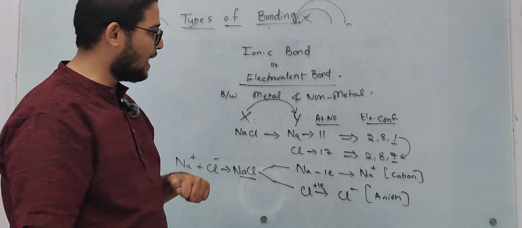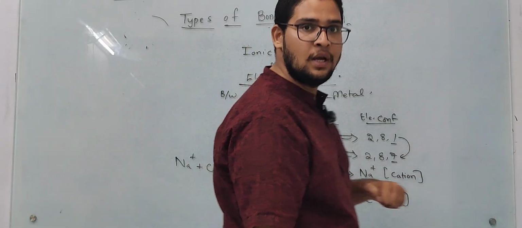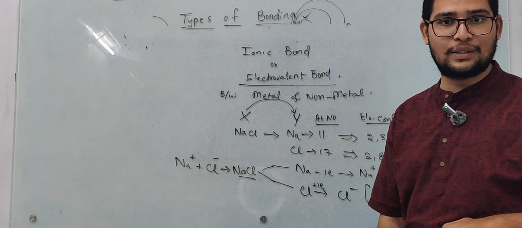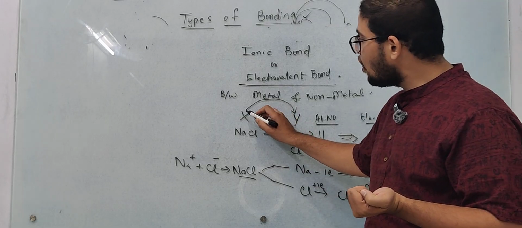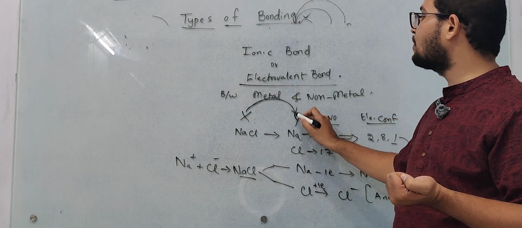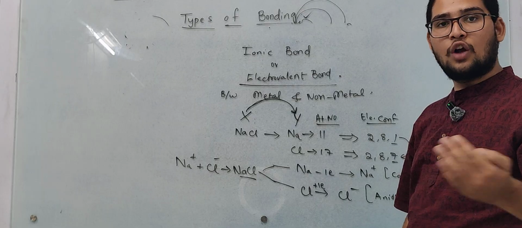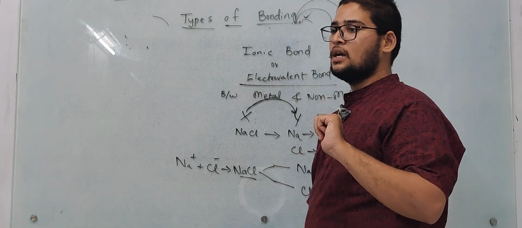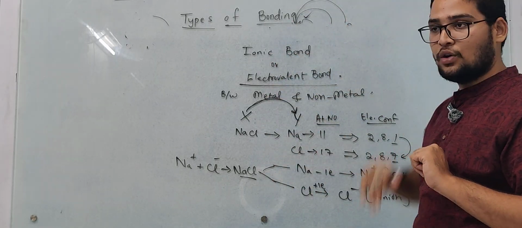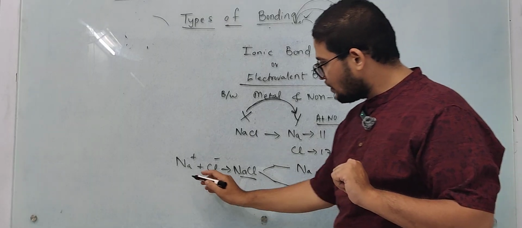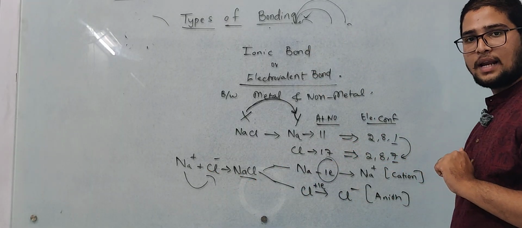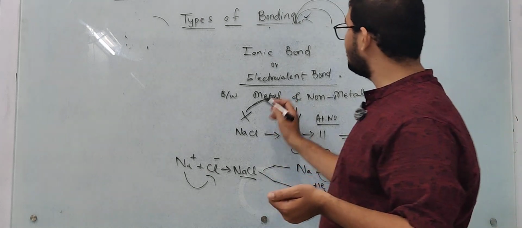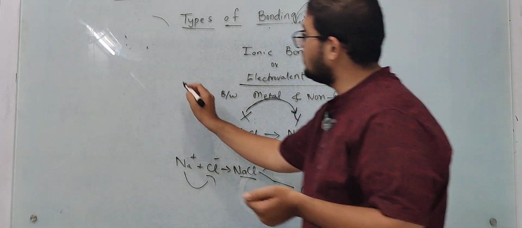Electrovalency. What is electrovalency? It's a very important concept for class 10th ICSE students. Electrovalency is nothing but the number of electrons transferred from a metal to a non-metal during the formation of an electrovalent bond. So from sodium to chlorine, how many electrons are transferred? One electron is transferred.